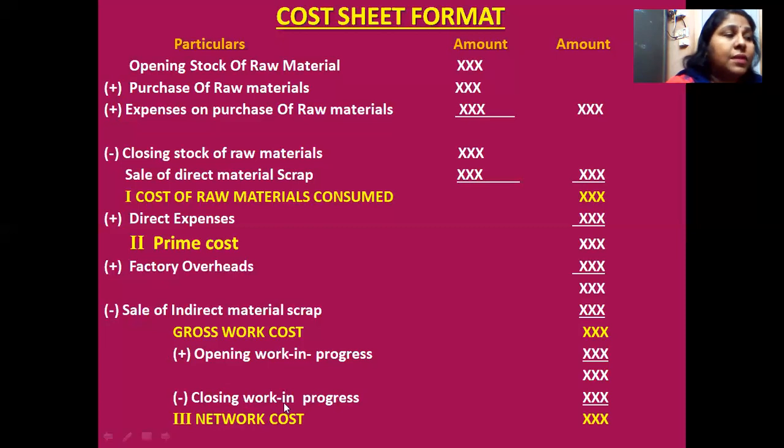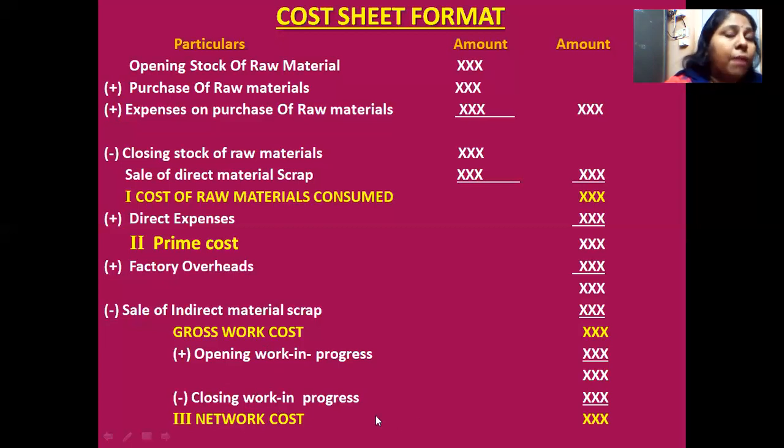Whenever your problem has any one of this information, either opening or closing or both, the work cost may be split into gross work cost or net work cost. So opening must be added, closing must be deducted, and finally you will get the answer net work cost.